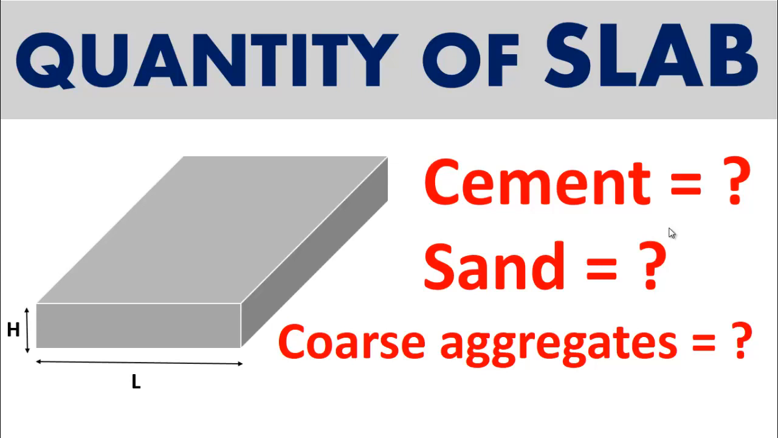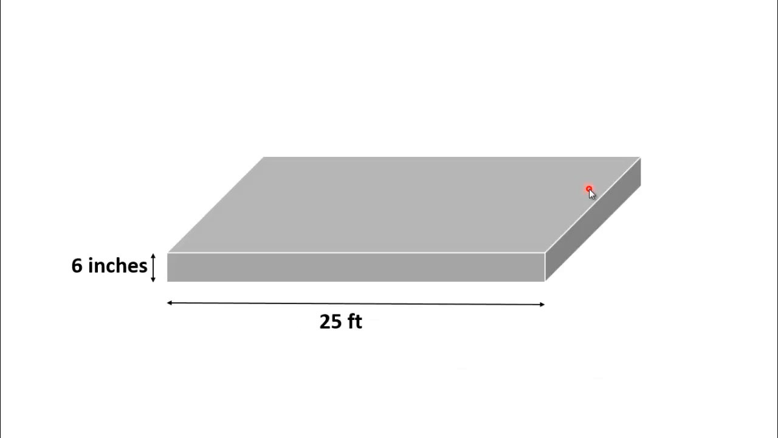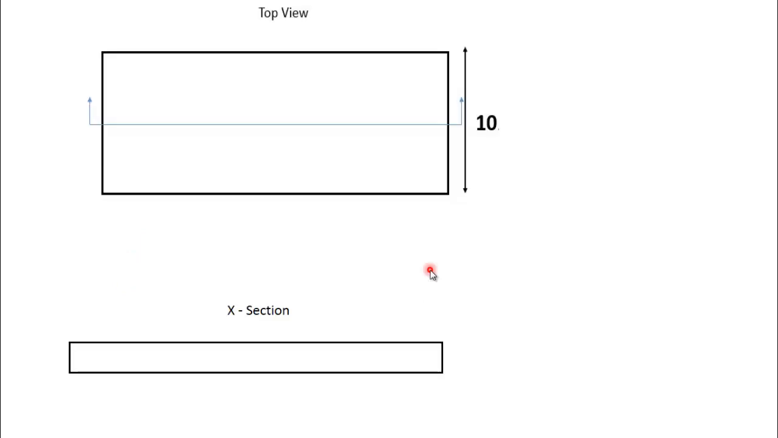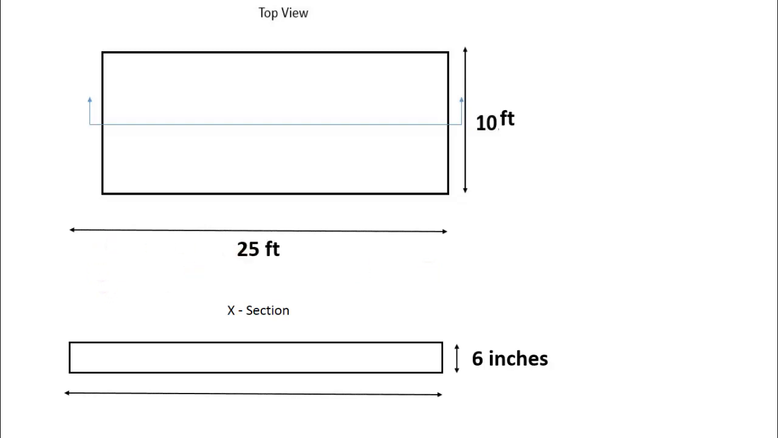Let's start today's discussion. To find the quantity of materials for a slab, we have taken an example of a slab having these dimensions. The length of the slab is 25 feet, its width is 10 feet and the thickness of the slab is 6 inches. The dimensions can also be seen in these drawings. In the top view you can see the length and width of the slab, and in this cross-sectional view you can see the length and thickness of the slab.